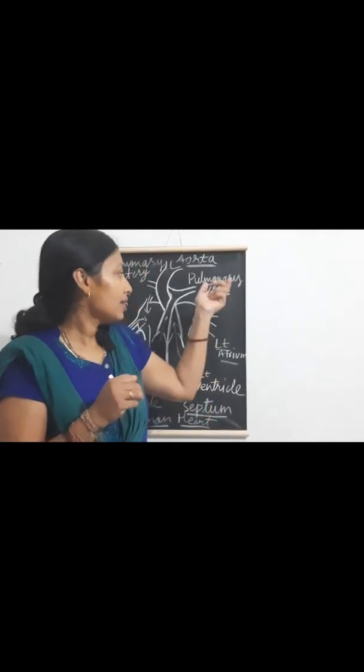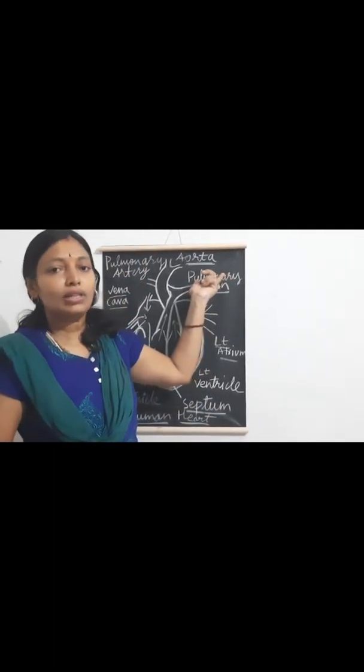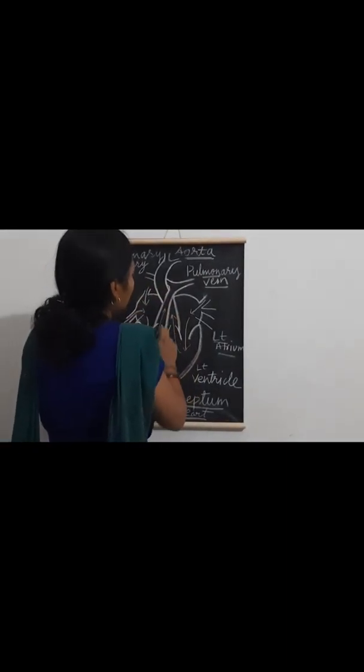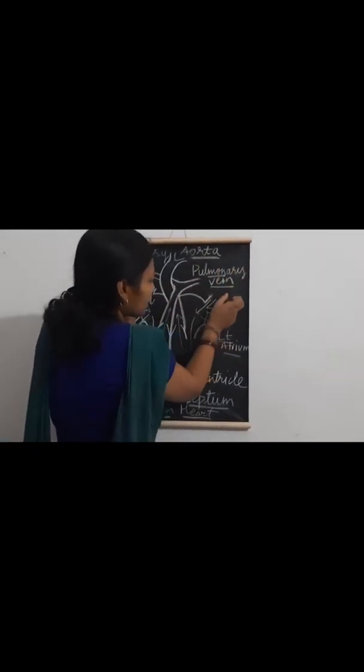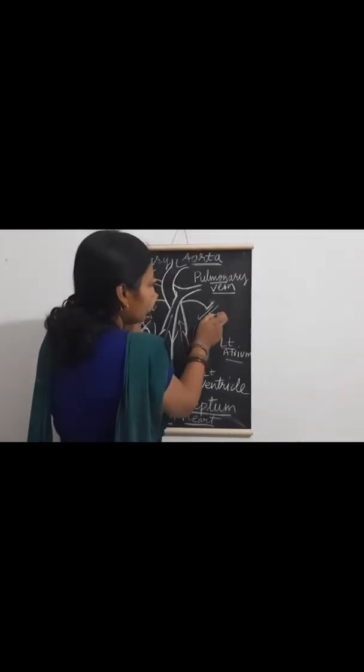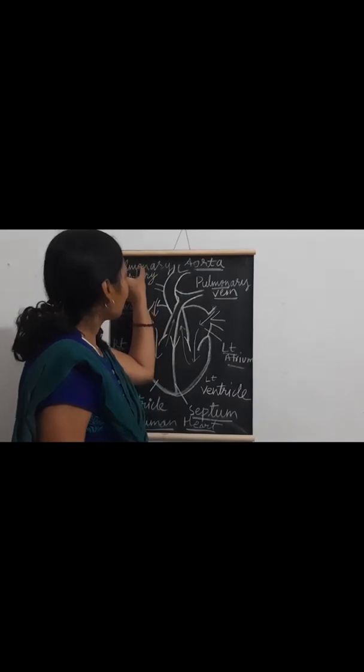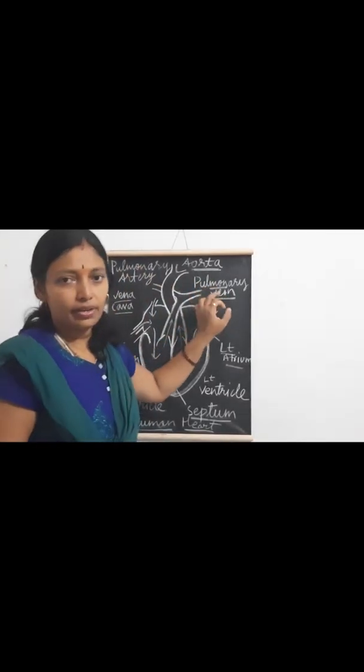So similarly, here the word pulmonary refers to lungs, because these vessels, this one, the pulmonary artery, and the one that is coming from the lung, pulmonary vein, are associated with the lungs, hence they are given the name of pulmonary artery, pulmonary vein. Okay.